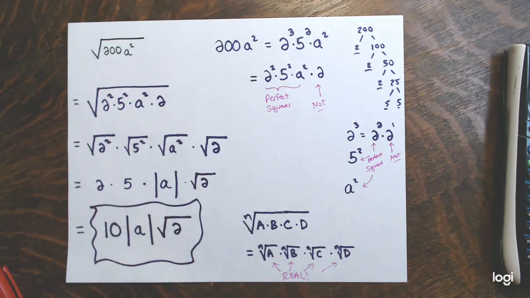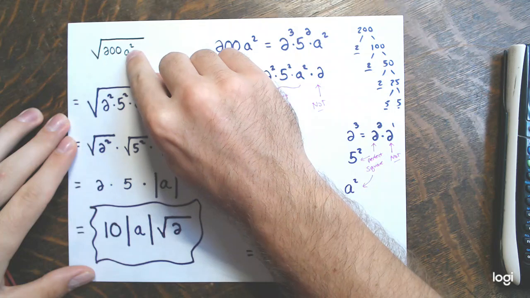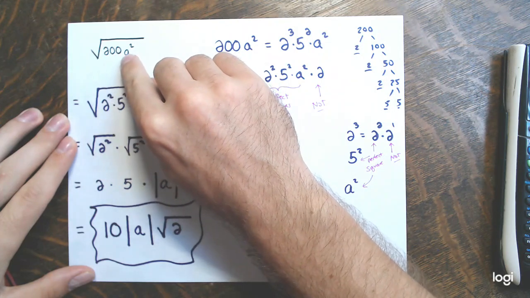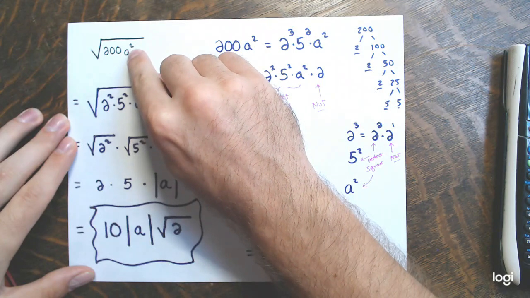All right, let's try some value for a. Because this is a squared up here, you can plug in whatever you want, as long as the radicand is non-negative. When you square a number, any real number, it's going to be non-negative.